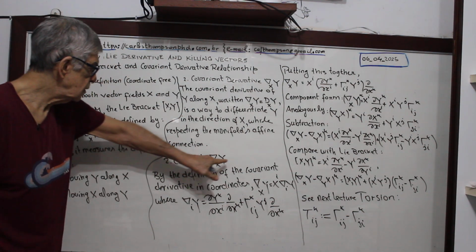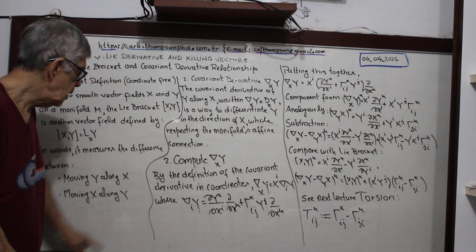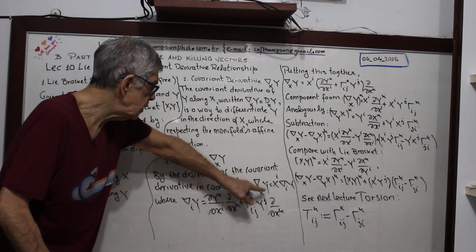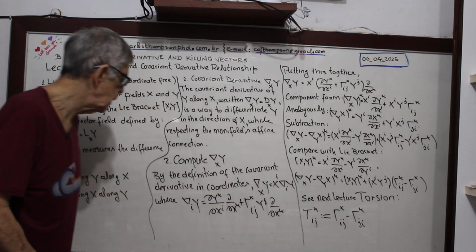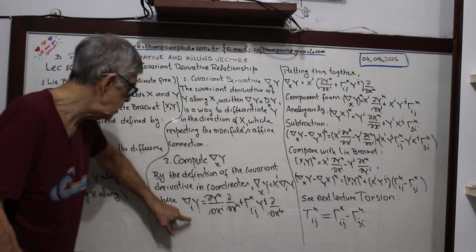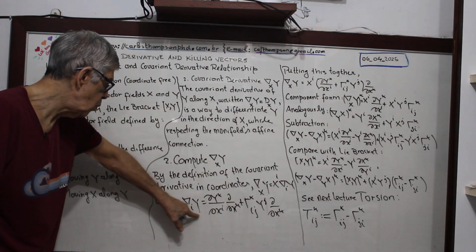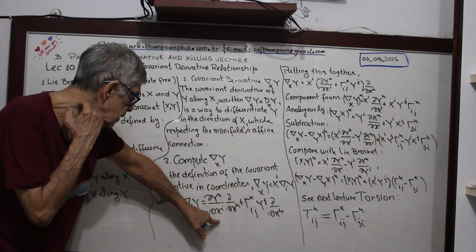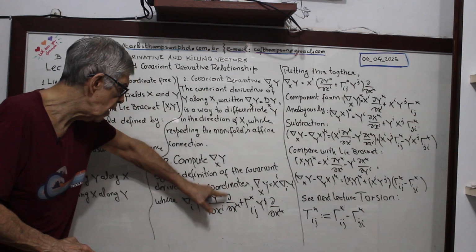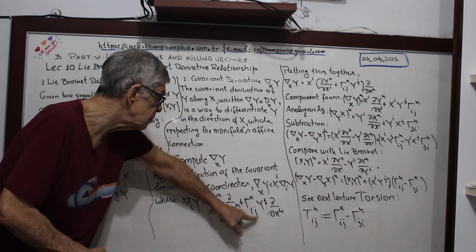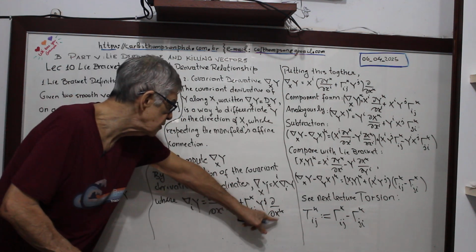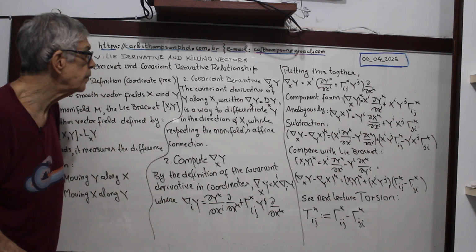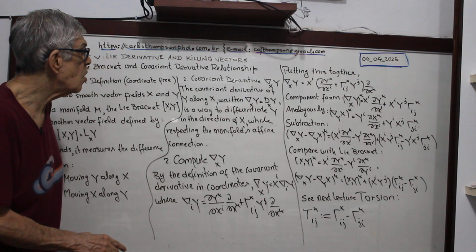Now, let's compute this covariant derivative, Nabla_X Y. By the definition of the covariant derivative in coordinates, Nabla_X Y is X^i Nabla_i Y, where Nabla_i Y is the partial derivative of Y^k with respect to x^i, times the basis vector partial_k, plus the Christoffel symbols Γ^k_ij Y^j times the basis vector partial_k. So this is the covariant derivative.